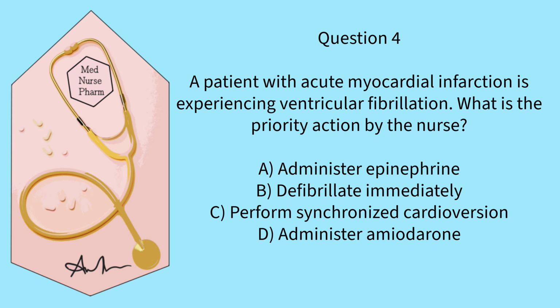Question 4. A patient with acute MI is experiencing VFib. What is the priority action by the nurse? Administer epinephrine, defibrillate immediately, perform synchronized cardioversion, administer amiodarone. Pause the video and select your answer.